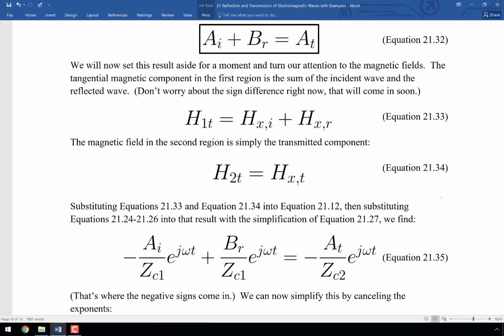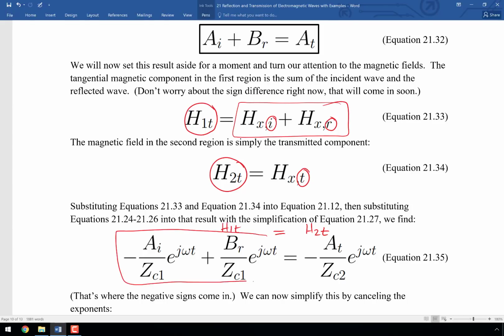But let's now talk about magnetic fields. So we have the tangential component in the first material is going to be the incident plus the reflected, and the tangential component in the second material is just the transmitted wave. So once again, we can take what we know. We can say that H sub 1t is equal to H sub 2t. And so all we did was plug in, and now I've kind of combined two steps. I plugged in this on the left-hand side, so that became this, but at the same time, I put in what I knew for H sub xi and H sub xr. And then similarly, this right here became this right here.